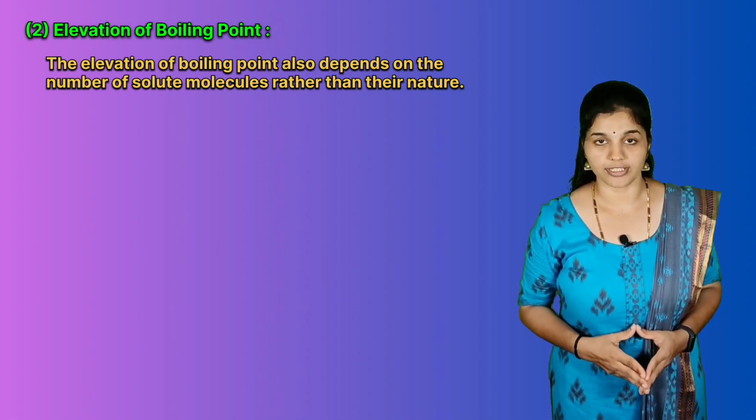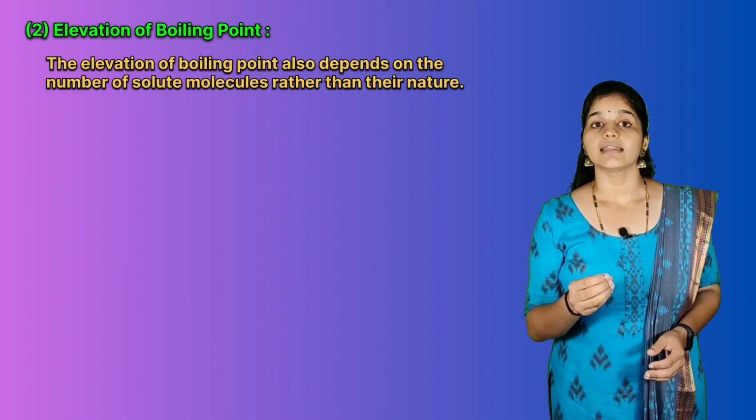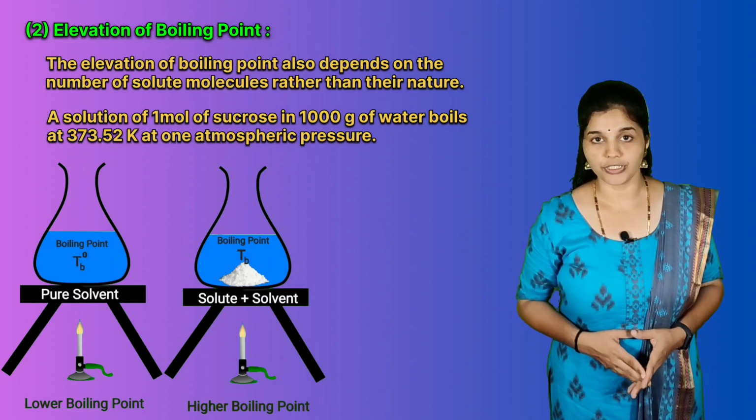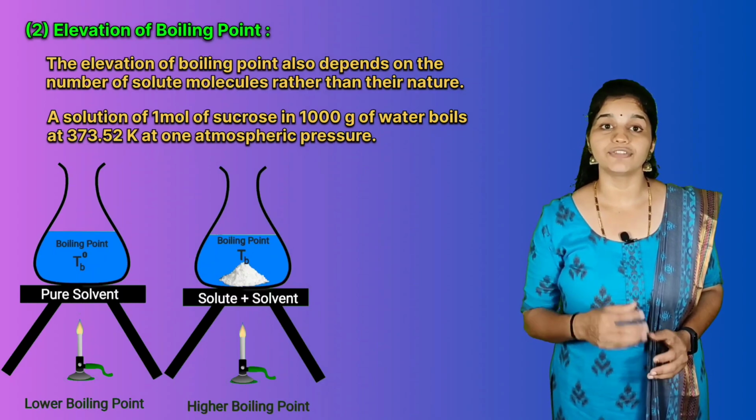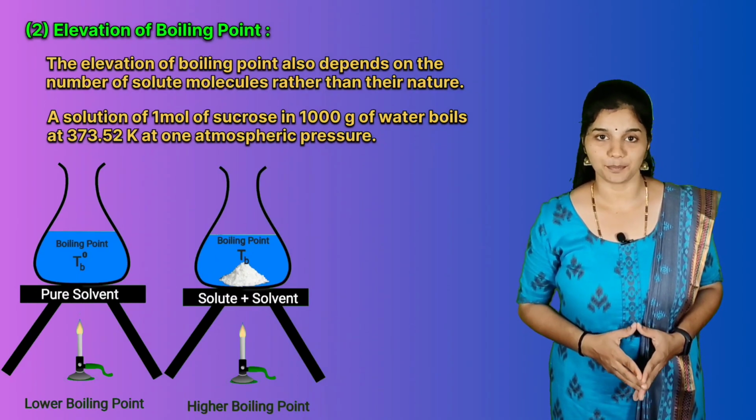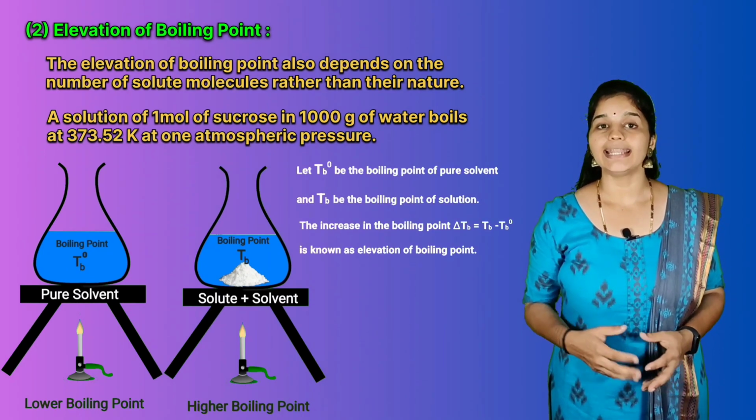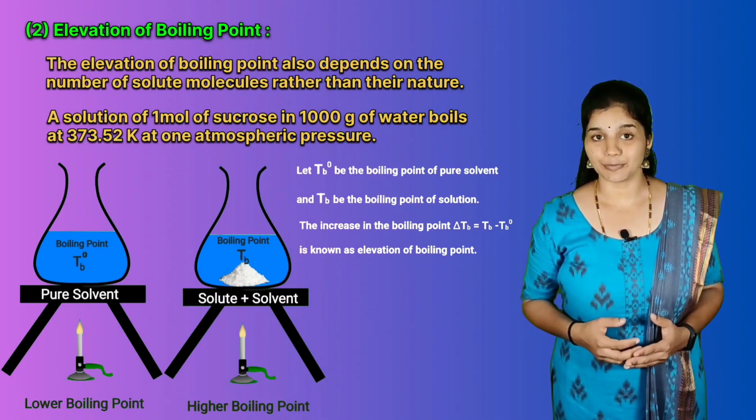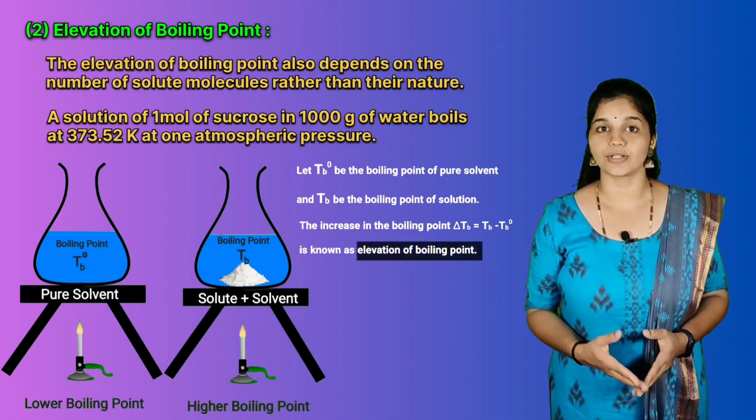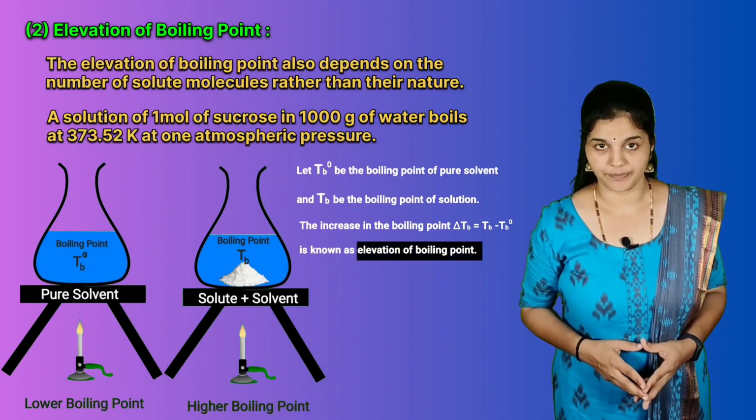The elevation of boiling point also depends on the number of solute molecules rather than their nature, similar to the lowering of vapor pressure. A solution of 1 mole of sucrose in 1000 grams of water boils at 373.52 Kelvin at 1 atmospheric pressure. Let Tb0 be the boiling point of pure solvent, and let us consider Tb as the boiling point of the solution. The increase in the boiling point, delta Tb, is equal to Tb minus Tb0. This is known as elevation of boiling point.